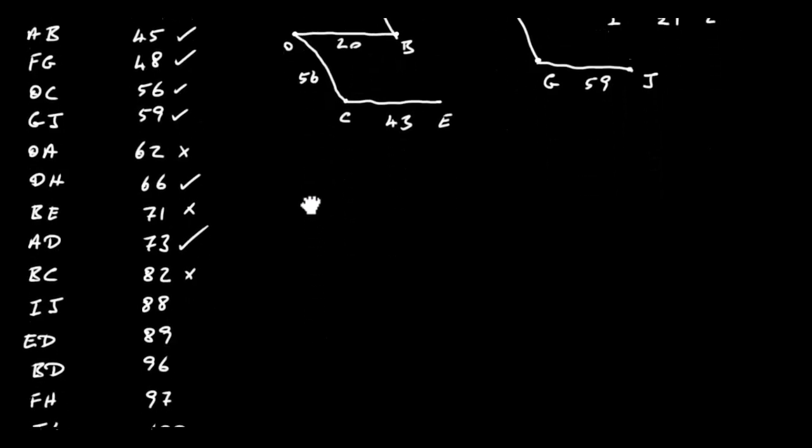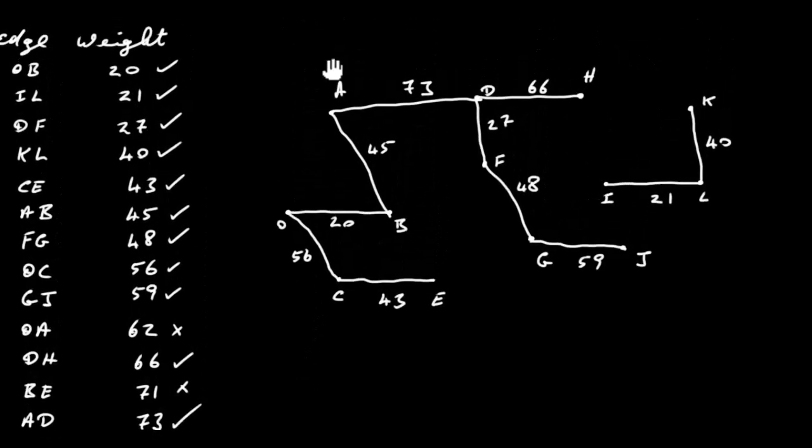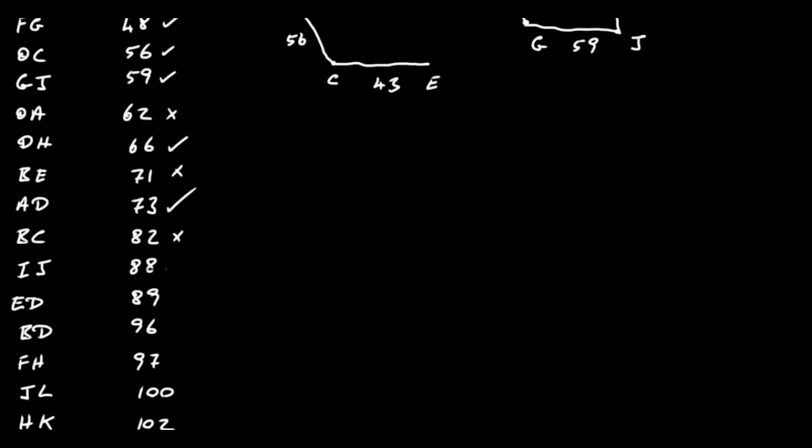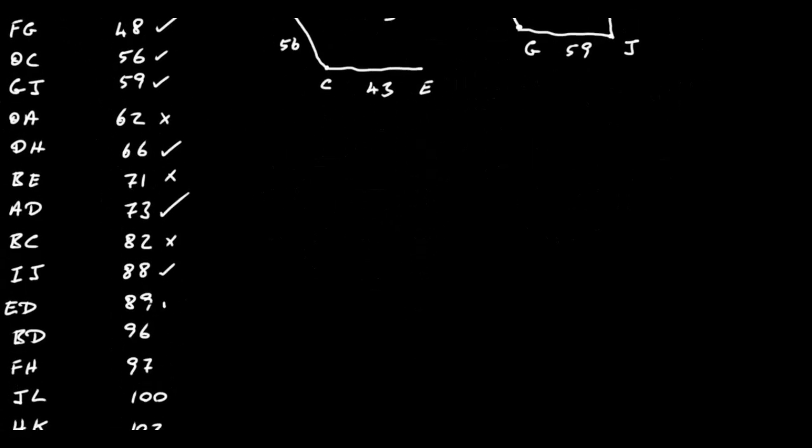The next one is IJ. So from I to J we can draw, so I'll draw that one, and that has a weight of 88. The next one, just tick that off. Next one is ED. Well, actually, let's have a look at it first. ED from E to D is actually going to form a cycle, so I'm not going to use that one. End up with a cycle here. So ED, I'll put an X next to that one.